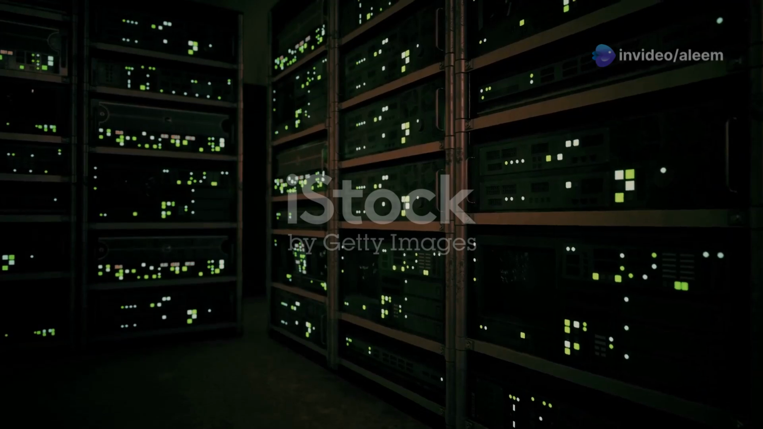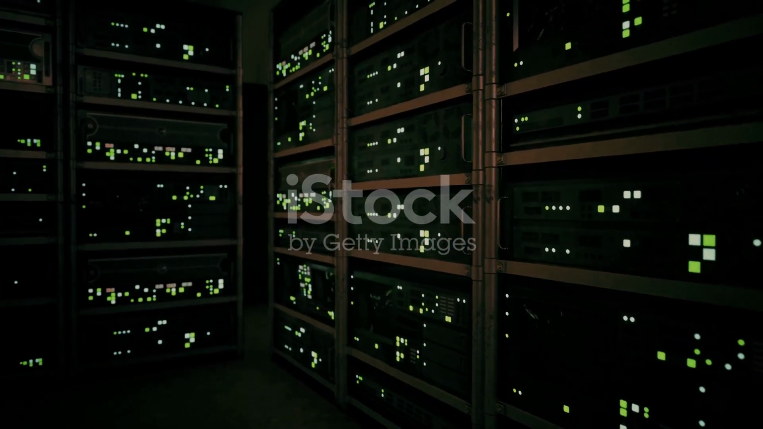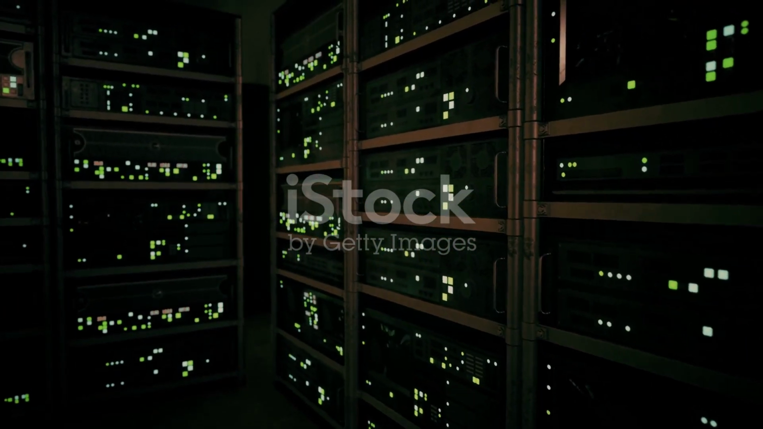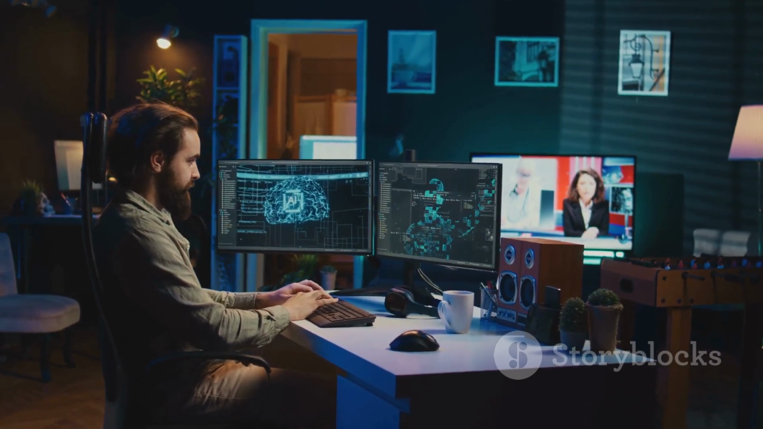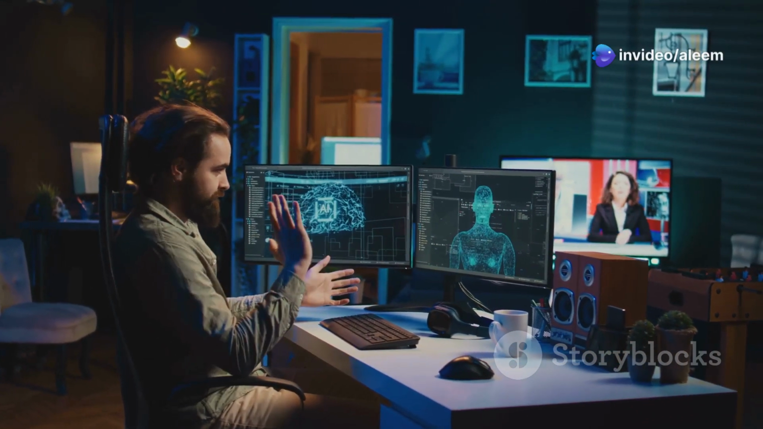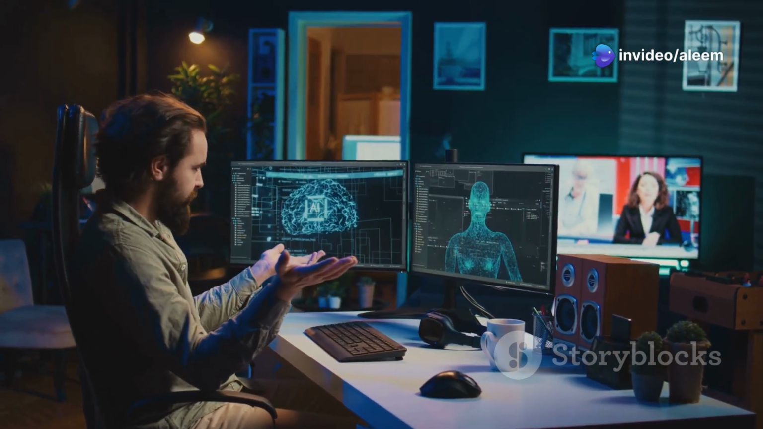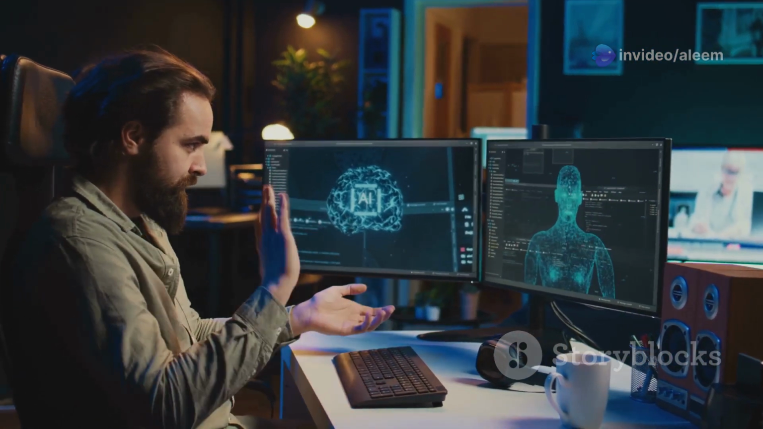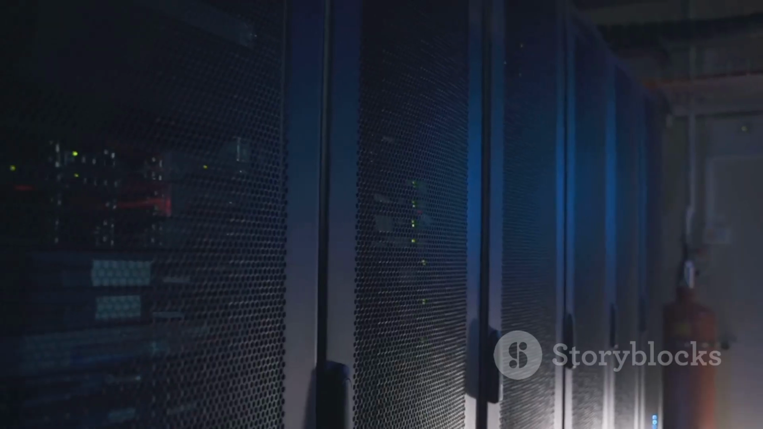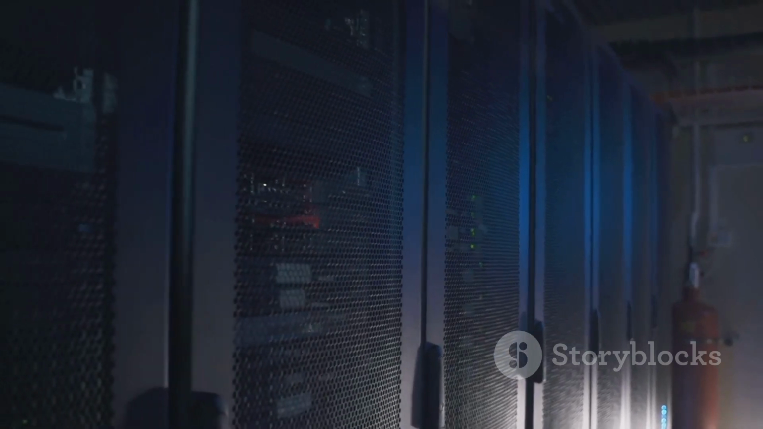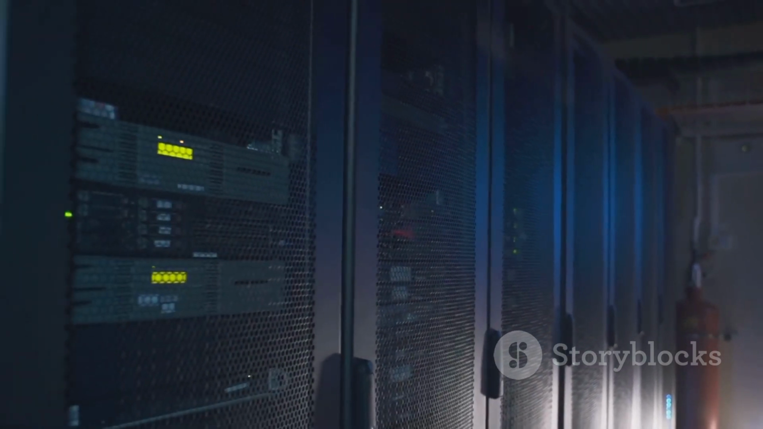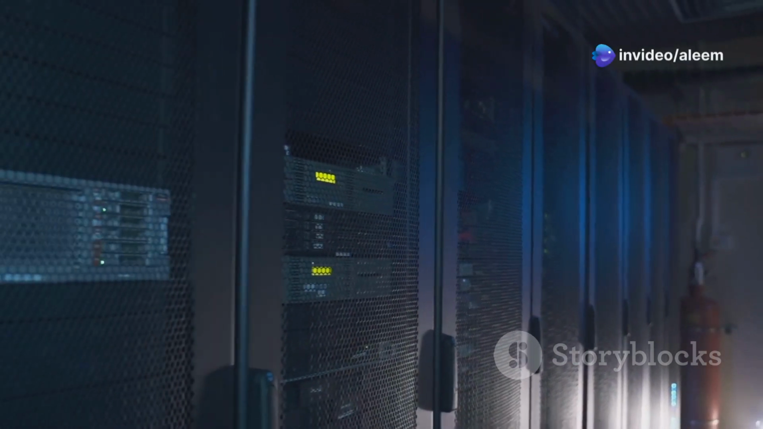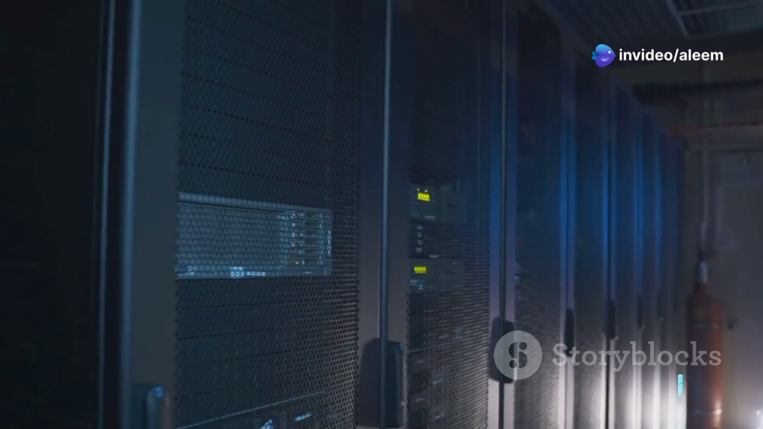Section 5. Functionality, first servers, workstations, and embedded systems. Another way to classify computers is by their functionality. This means looking at what specific tasks they are designed to perform and how they are optimized to handle those tasks efficiently. Let's explore three important categories: servers, workstations, and embedded systems. Each of these plays a unique and vital role in the world of computing.